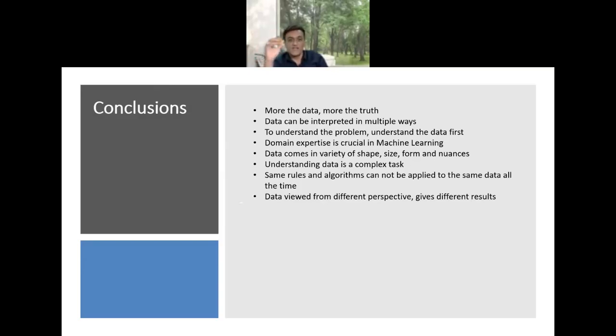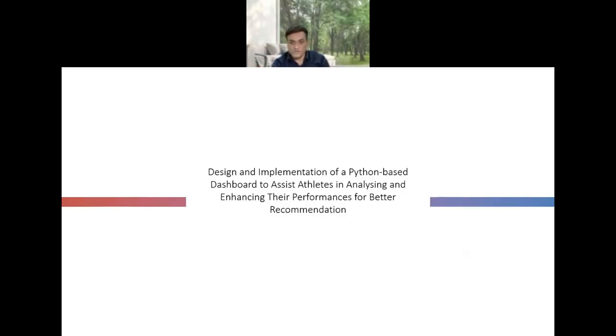It is not like that. You need to think of different solutions, different problem solutions for different problems. And data viewed from different perspectives gives different results. That is what the first image which I have shown, that everything is true but maybe the truth is different. So this is what it is all about, nuances in the data, what I wanted to cover today.